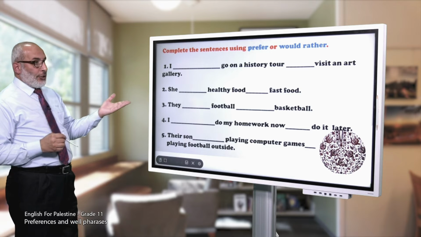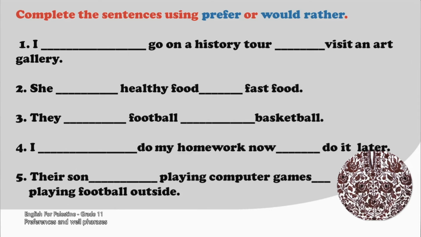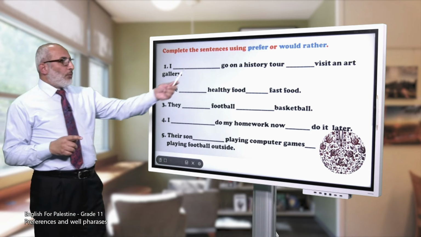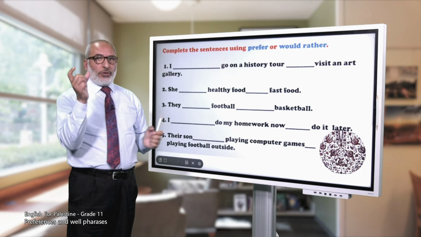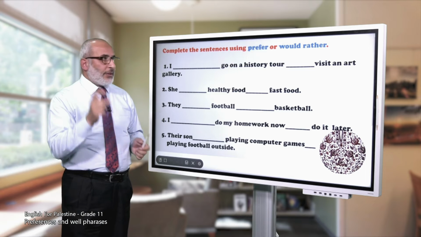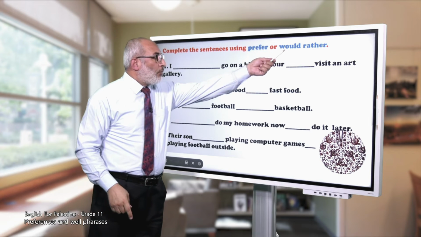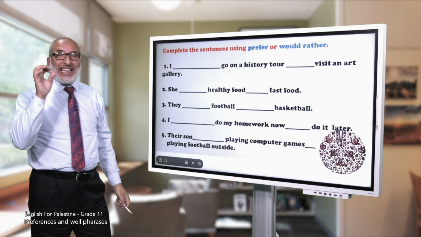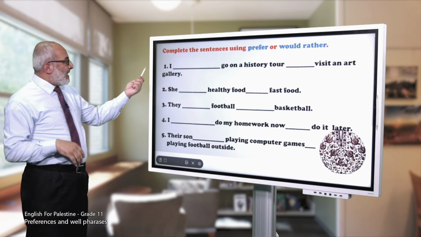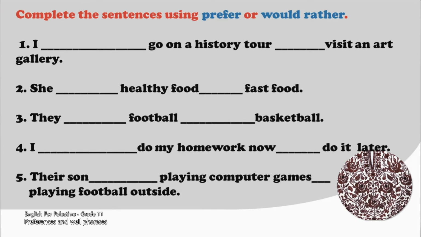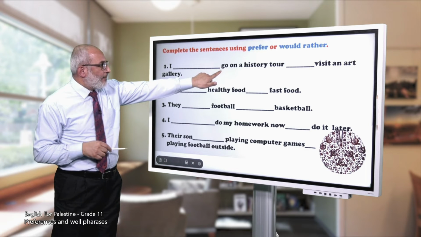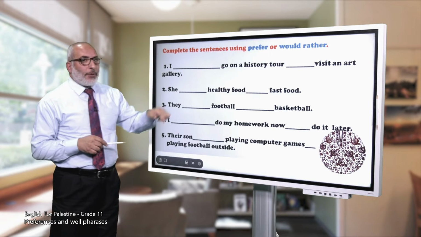And by the way, it's in your books. Complete the sentences using prefer or would rather. And don't forget that with prefer, we use the preposition to, and with would rather, we use than. So please, let's look at number one. Look, what do we have after the space here? We have the verb go.